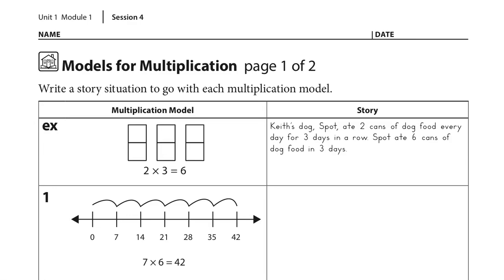Greetings. This is Unit 1, Module 1, Session 4. The name of this home connection is Models for Multiplication. It's 2 pages, and you should put your name and number at the top so that you can get credit for all of your hard work.